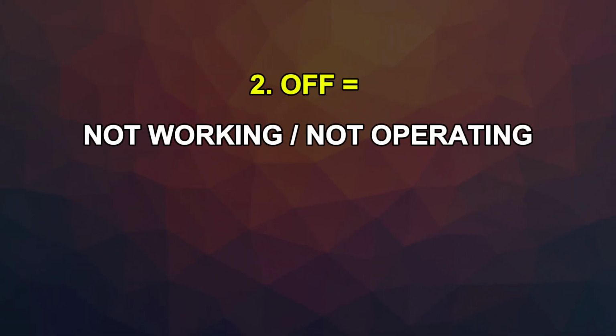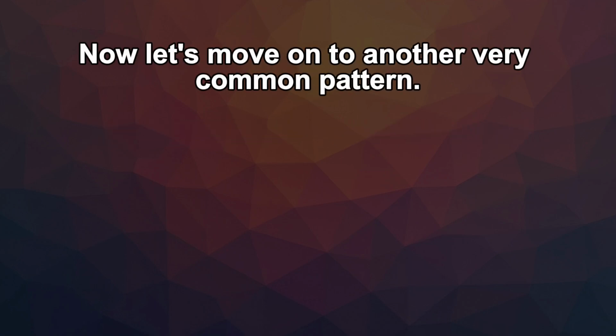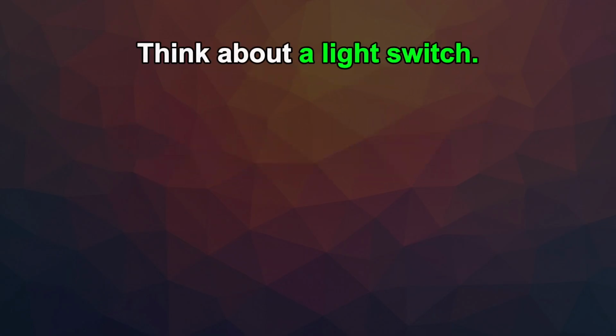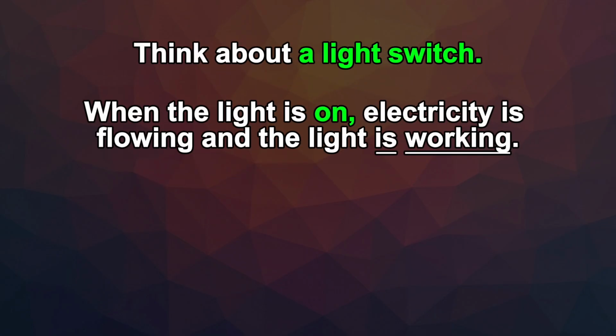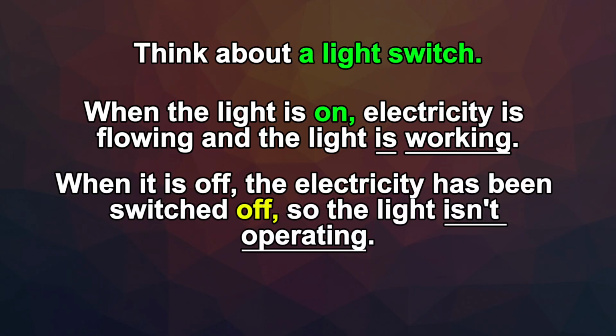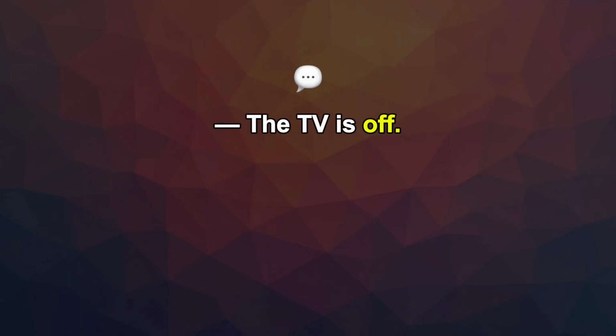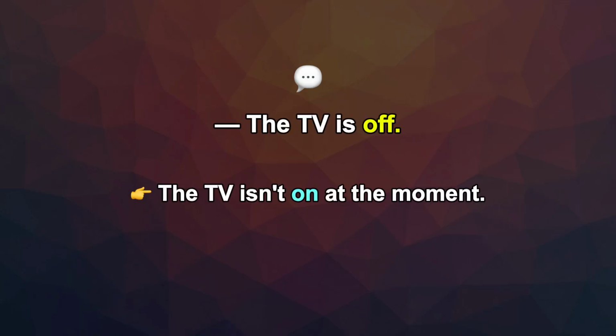Off equals not working, not operating. Now let's move on to another very common pattern. When something is off, it often means that it is not working or not operating at this moment. Think about a light switch. When the light is on, electricity is flowing and the light is working. When it is off, the electricity has been switched off, so the light isn't operating. The TV is off. The TV isn't on at the moment.